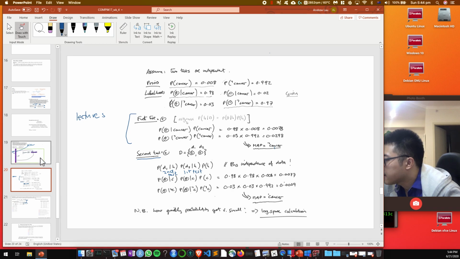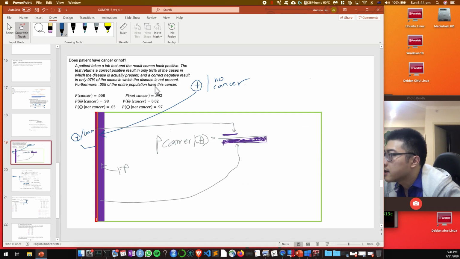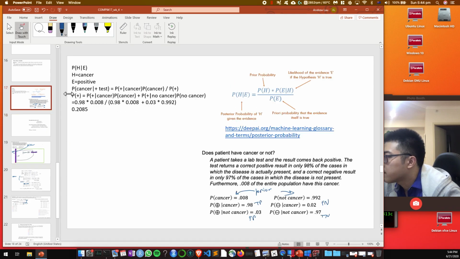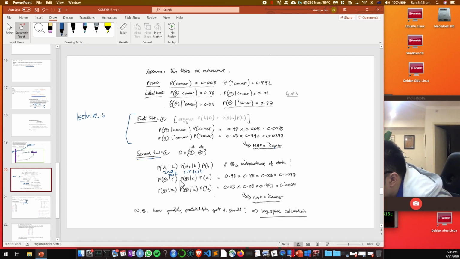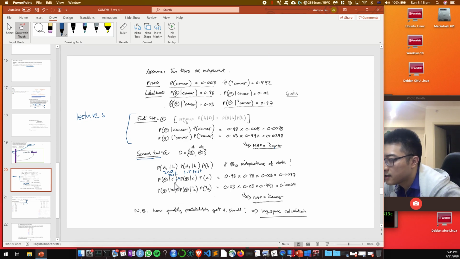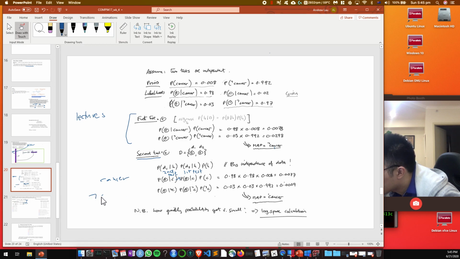Now, the key assumption with the tutorial question is that we assume the two tests are independent, which is why we can multiply these two together. The chance of seeing two positives, so these are the two hypotheses: the top one's cancer, the second one is not cancer. That symbol at the beginning is not cancer.